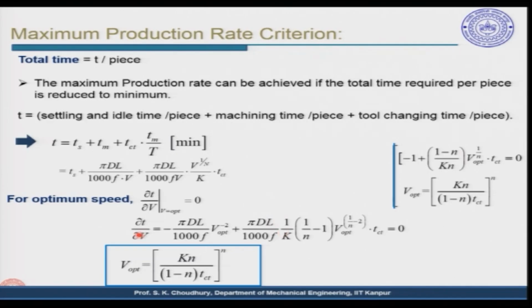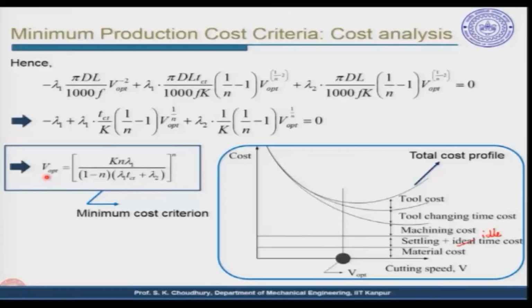So, if we now solve this equation, make it equal to 0, like in the case of the minimum cost criteria, we will get the optimum velocity, which will be K n divided by (1 minus n) into Tct to the power n. Now, this is also an optimum value of the velocity, but at this value we will get the maximum production rate, but not the minimum cost. For minimum cost we have to go to the minimum cost criteria, and with that value we will get the minimum cost.